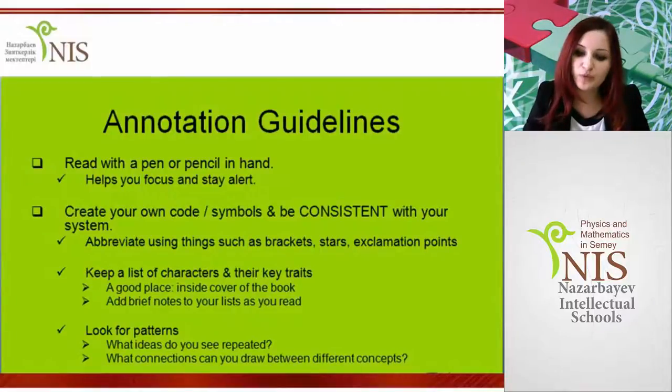Please read with a paper or pencil in hand because it helps you focus and stay alert. Also, you can create your own code or symbols and be consistent with your system. Abbreviate using things such as brackets, stars, exclamation points. Also, keep a list of characters and their key traits. A good place is the inside cover of the book, and add brief notes to your list as you read.